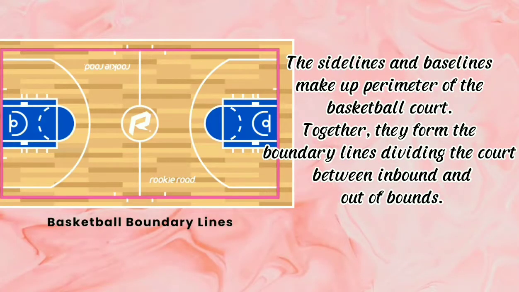The sidelines and baselines make up the perimeter of a basketball court. Together, they form the boundary lines dividing the court between inbounds and out of bounds. If the ball or a player in possession of the ball touches any boundary line, they will be called out of bounds, and the ball will be given to the opposing team. The boundary lines measure 94 feet by sidelines, and 50 feet by baselines.